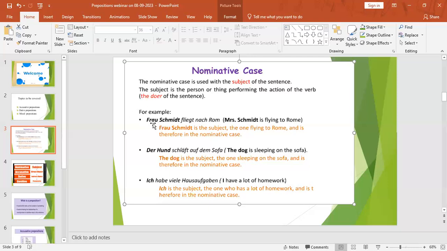Just for example, you can see: Frau Smith fliegt nach Rom. Fliegt means flies. Here Frau Smith is the subject; she's doing the action. Next, Der Hund schläft auf dem Sofa. The dog is sleeping on the sofa. The dog is the subject doing the action, so the dog is in the nominative case. Before going to the accusative, we should know what the nominative case is and how it takes place.